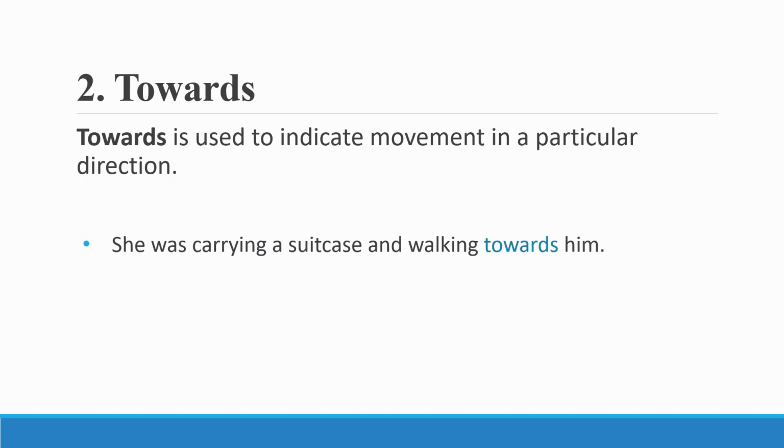Moving on to another preposition, which is towards. We use towards to indicate moving in a particular direction. She was carrying a suitcase and walking towards him. Him in the example is standing in a specific spot, and she is walking in his direction. She is walking to reach him at his point.